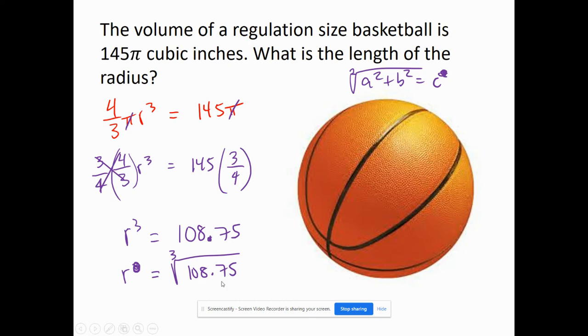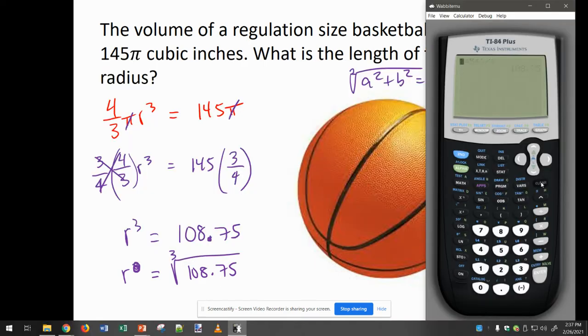Now we have to do that on our calculator. And so beast mode can do this in a couple ways. You hit the math button, and you go down to option 4, and it says cube root. And then you just type in your number, 108.75. Bam. So the radius is about 4.77.